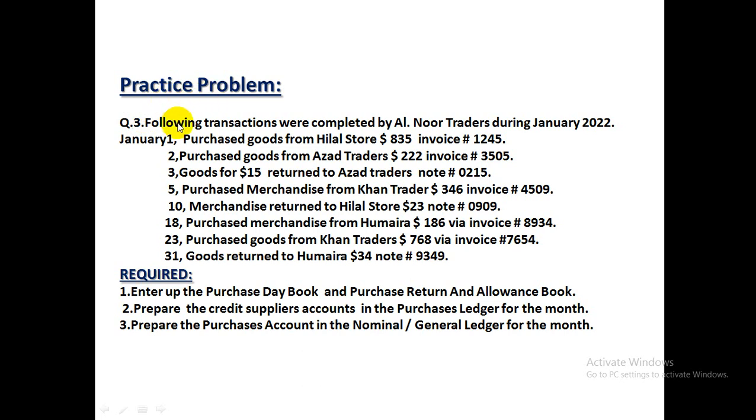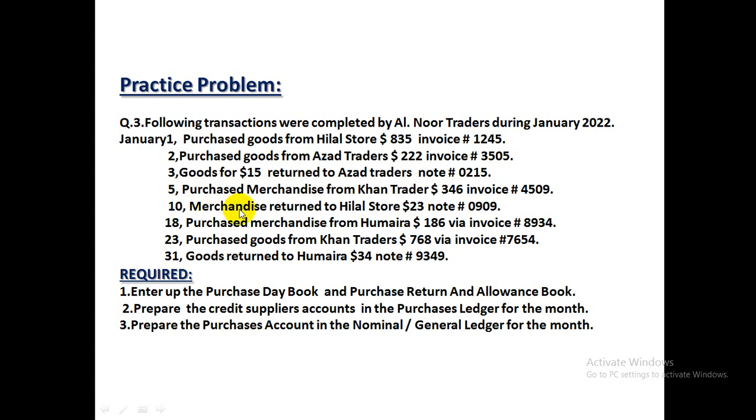Practice problem. Following transactions were completed by Alnoor traders during January 2022. January 1, purchase goods from Hilal store, $835. Invoice number is given. Purchase goods from Azad traders, $222. Invoice number is given. The purchase of goods will be recorded in the purchase day book and return of goods to the supplier will be recorded in purchase return and allowance book.